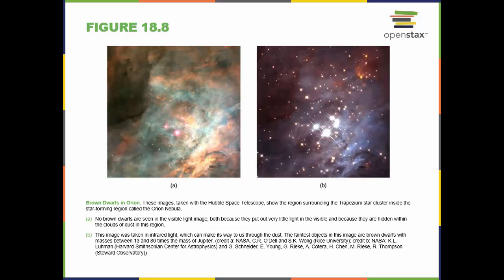So these show brown dwarfs in Orion, and these images were taken with the Hubble telescope. They show the region surrounding the Trapezium star cluster inside the star-forming region called the Orion Nebula. In picture A, no brown dwarfs are seen in the visible light image. So this was taken with just visible light.